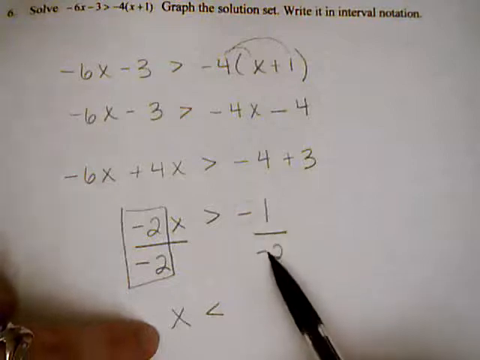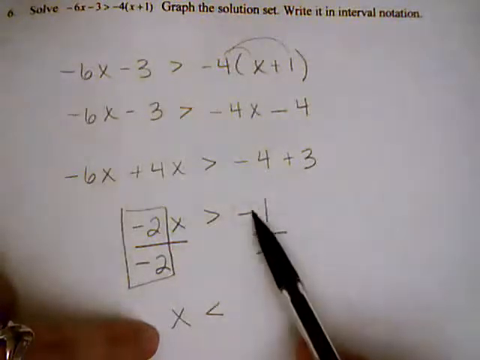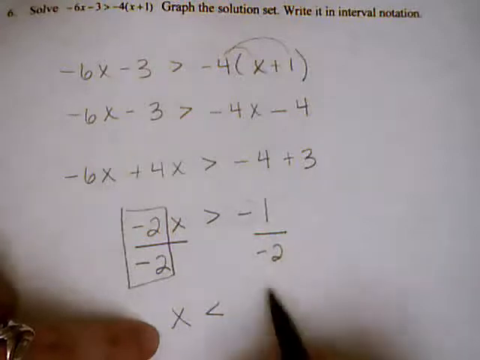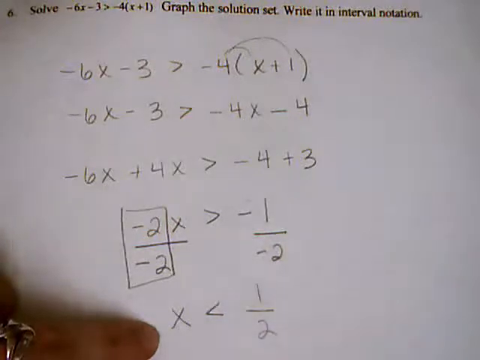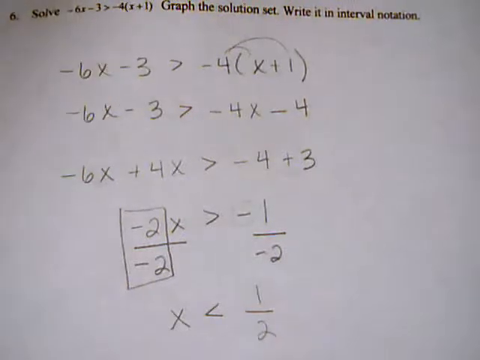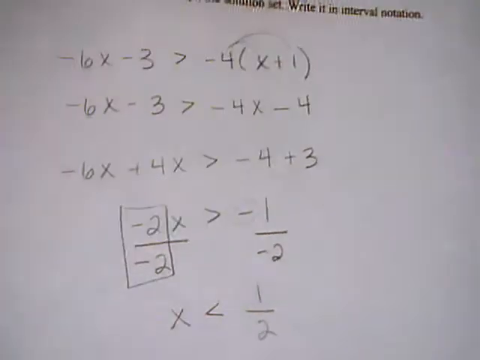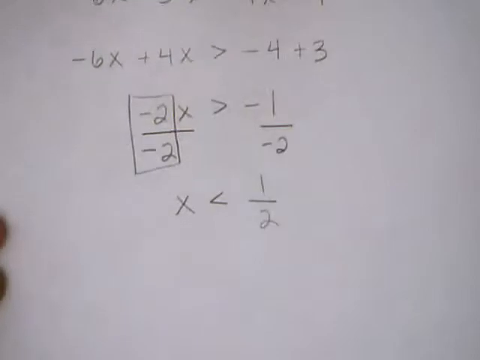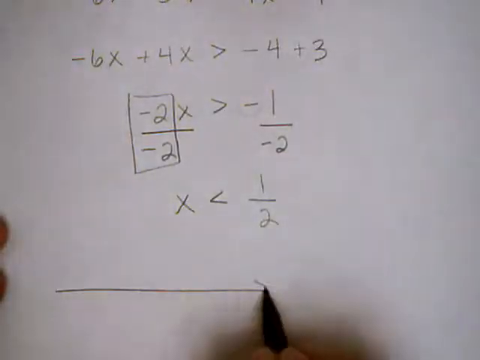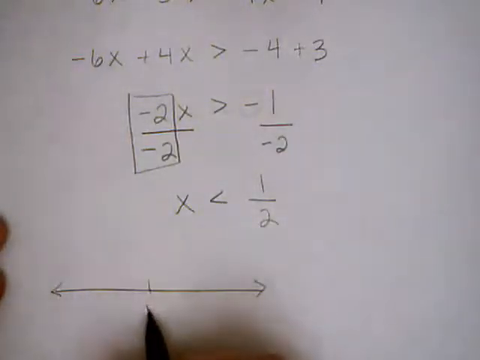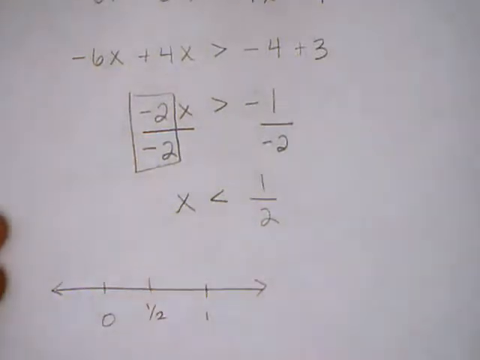What's negative 1 over negative 2? Signs are the same. That's going to make it a positive 1/2. Okay, so my solution is all the numbers less than 1/2. So if I want to graph that on the number line, 1/2 would be between 0 and 1.